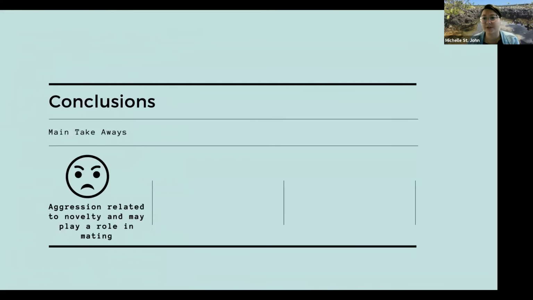So my takeaway from this first project is that aggression is related to novelty in the pupfish system. And from our transcriptomic data, this was the first hint that there might be a connection between novelty and reproductive isolation in the system.